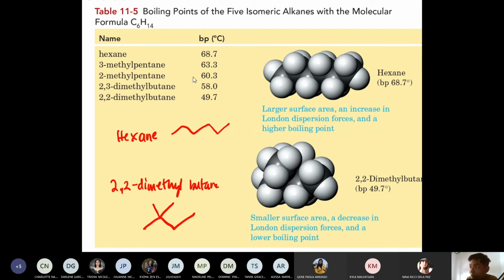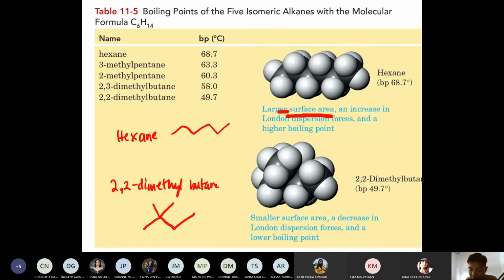What happened? Ano nangyari? Nung nagkakaroon ka ng substituent sa iyong isomer, the more substituent you have, what happens? The boiling point decreases. Ano meaning nun? Bumababa yung intermolecular forces of attraction. Ibig sabihin nun, if you have substituents, the intermolecular forces decreases. Bakit? No? Ito. Because of the surface area.